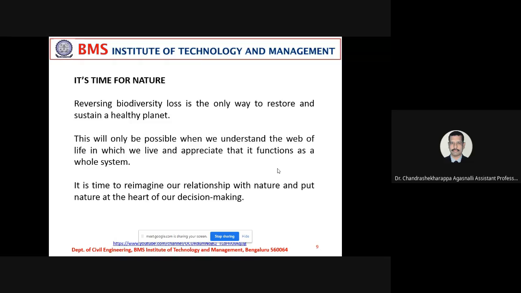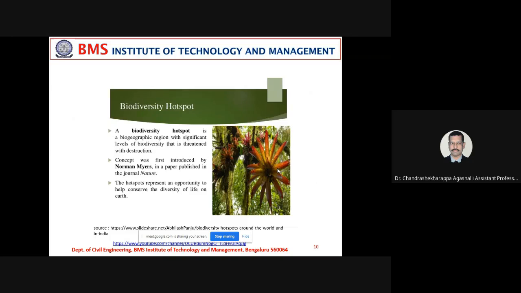So it's a time for nature. Reversing biodiversity loss is the only way to restore and sustain a healthy planet. If you want to lead a healthy life, we have to restore our biodiversity properly. This will only be possible when we understand the web of life in which we live and appreciate that it functions as a whole system. All right. We need a relationship with nature, and to put nature at the heart of our decision making.